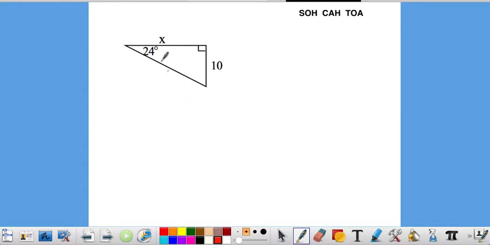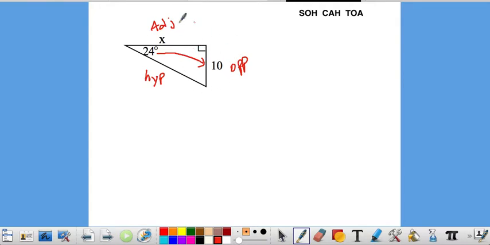We'll try some more of these. So here we have 24 degrees, x, and 10. I'm going to draw my arrow opposite the angle. This is my opposite side. The hypotenuse is always across the 90. So the last side is the adjacent side.